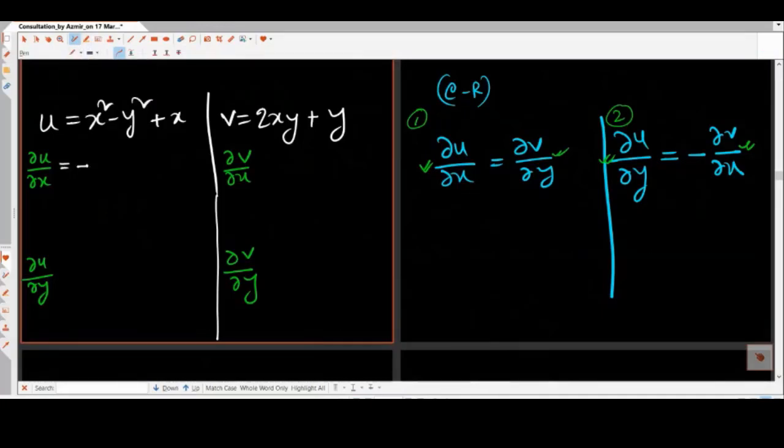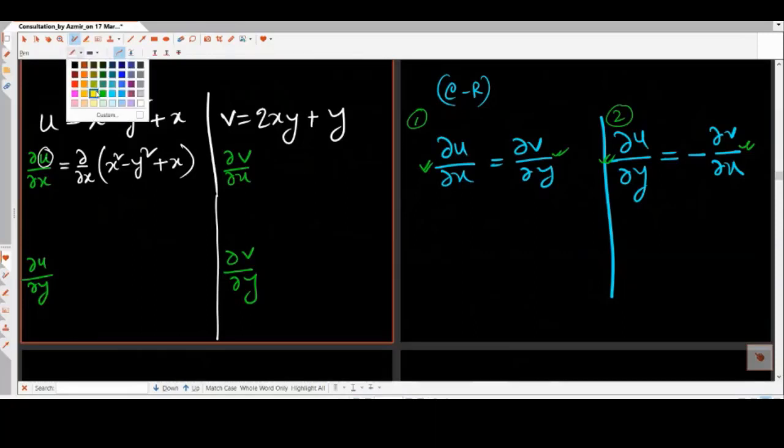So we are differentiating u in terms of x. That means x is variable, but y is constant. So this is u. The u function is x squared negative y squared plus x. Whenever we are differentiating in terms of x, then y is constant.